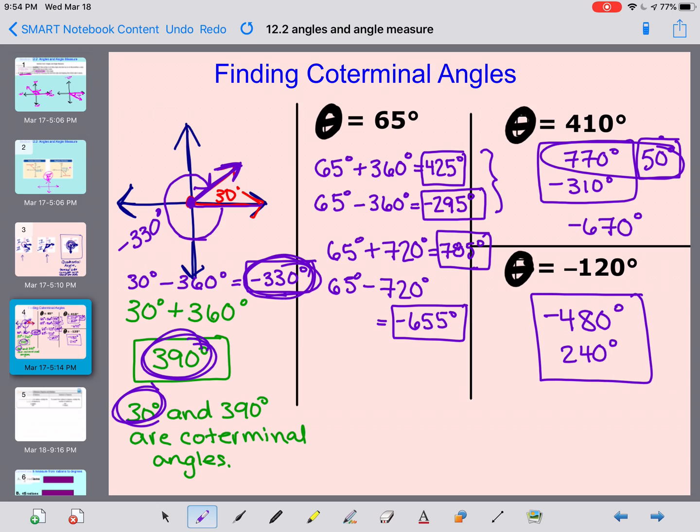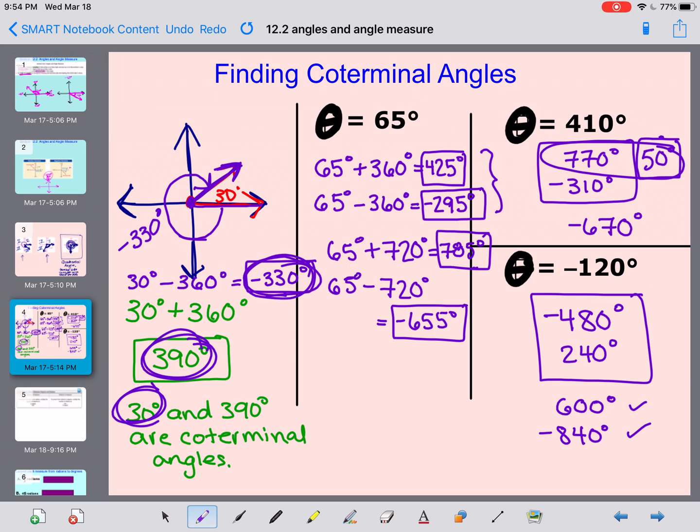Right, a positive and a negative coterminal angle. If you had 600 and negative 840, those are also correct, right? So key takeaway here, add 360, subtract 360 to get coterminal angles as many times as you want to. You can keep adding 360, 360, 360, 360, and there's an infinite number of coterminal angles.